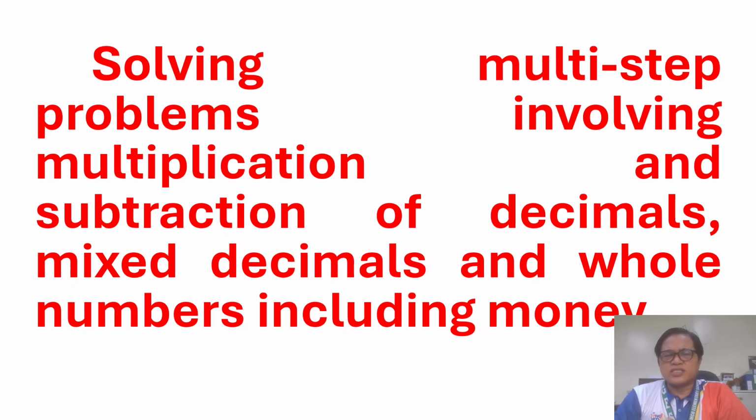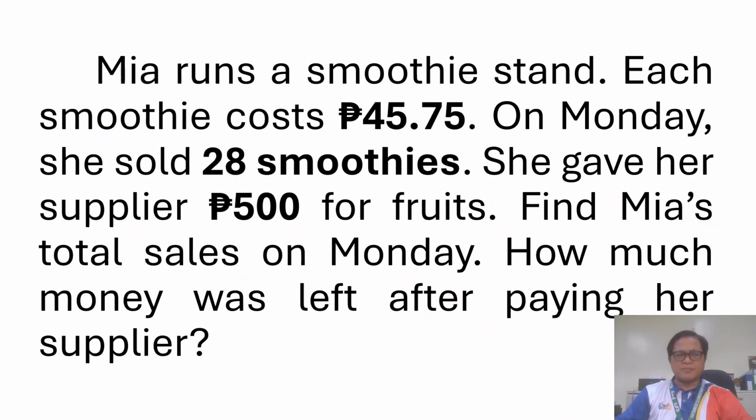So, in today's lesson, we are on solving multi-step problems involving multiplication and subtraction of decimals, mixed decimals, and whole numbers, including money. Here's an example: Mia runs a smoothie stand. Each smoothie costs 45 pesos and 75 centavos. On Monday, she sold 28 smoothies. She gave her supplier 500 pesos for fruits. Find Mia's total sales on Monday and how much money was left after paying her supplier.